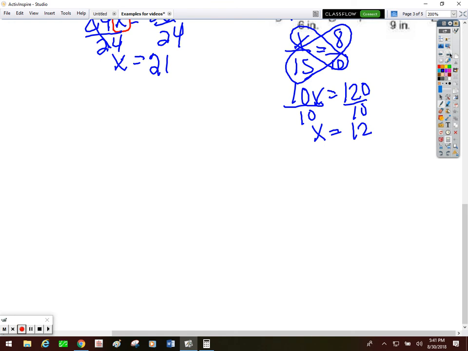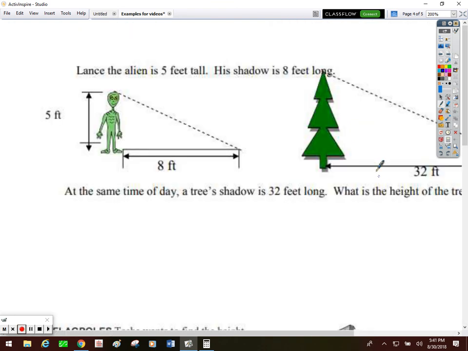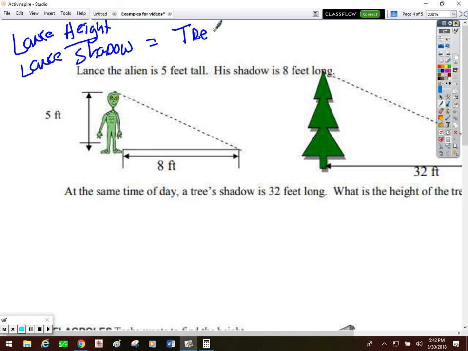Remember, indirect measurements are things that we can't measure, like the height of this tree. Well, we can use old Lance the alien here, and we can use Lance's height and his shadow to work this out. It doesn't matter, you can set this up several different ways. But what I like to do is keep these numbers together and these numbers together, as long as I stay consistent. I like height over shadow for one side. So this is Lance's height over Lance's shadow is equal to the tree's height.